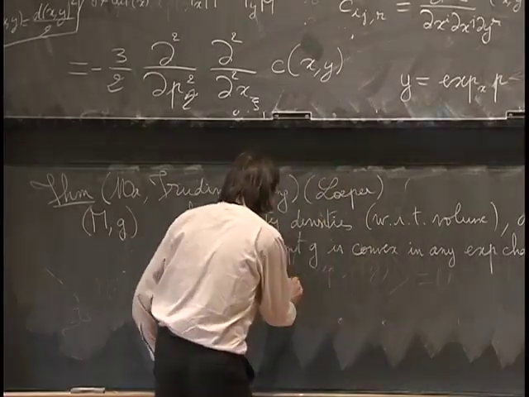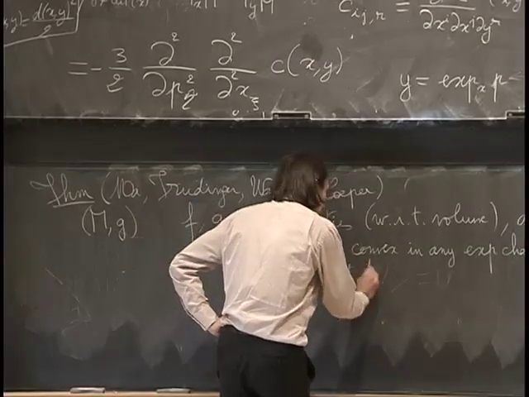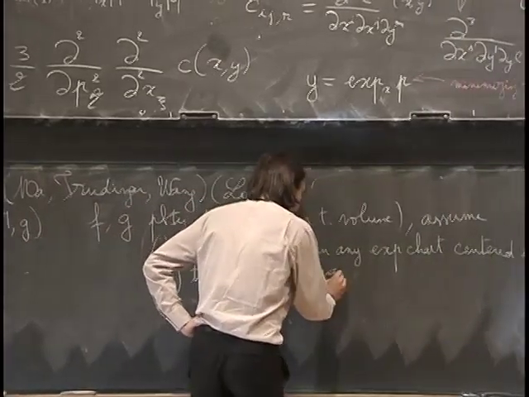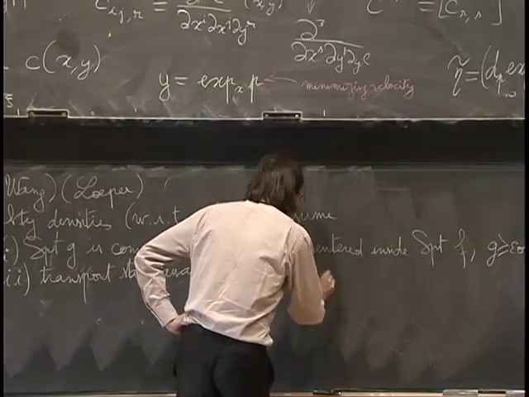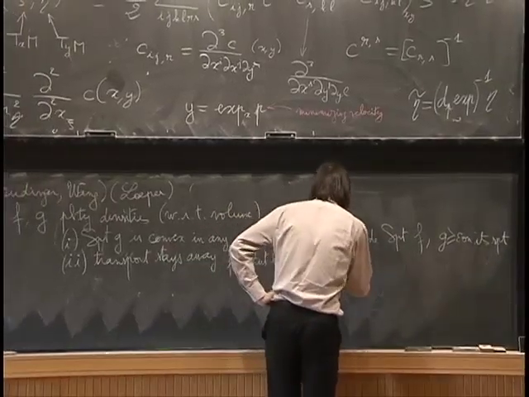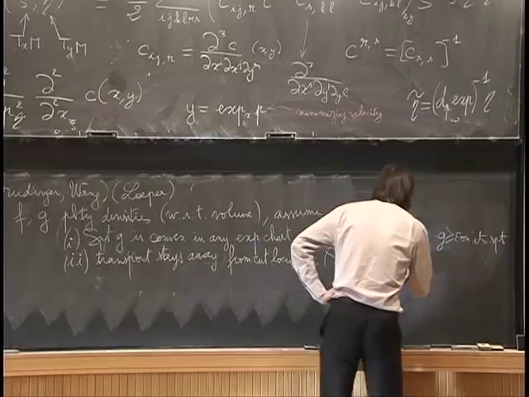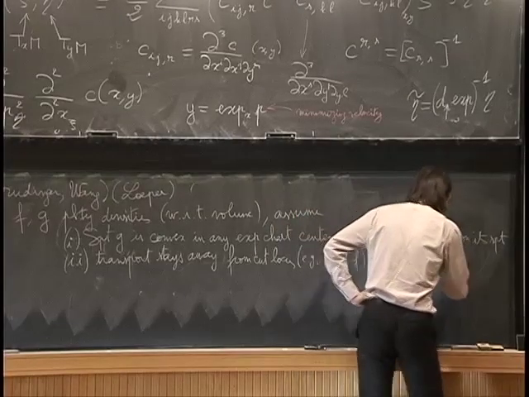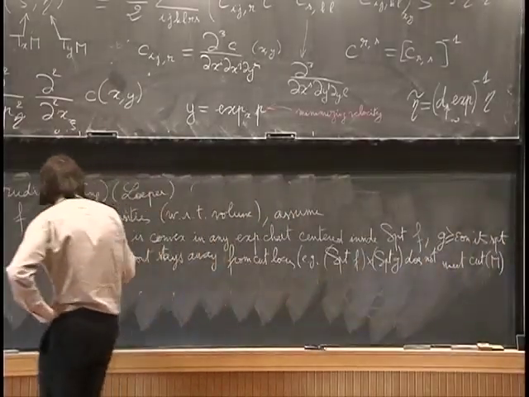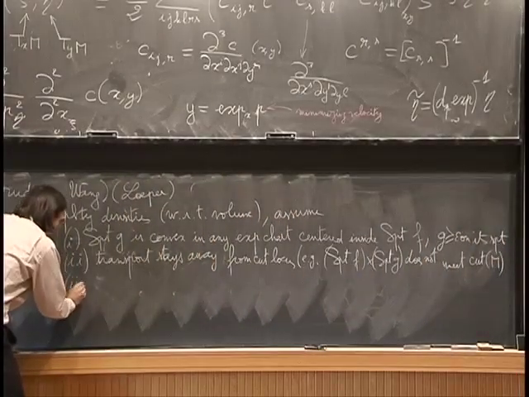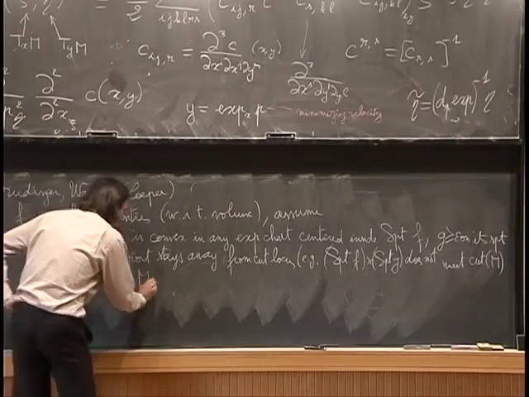Second, you assume the transport stays away from the cut locus. For example, the support of F cross the support of G does not meet the cut locus of the manifold. So no problem with the cut locus. This was another obstacle I had explained. And third, you assume a strict Ma–Trudinger–Wang condition.